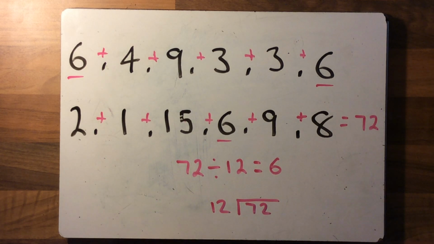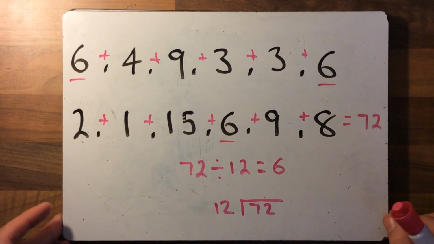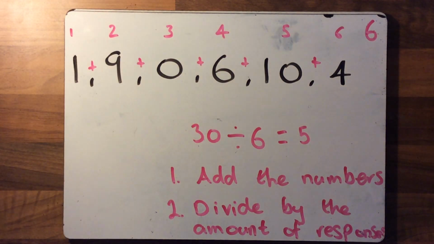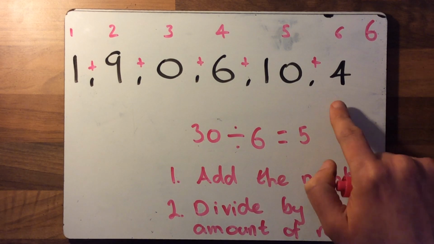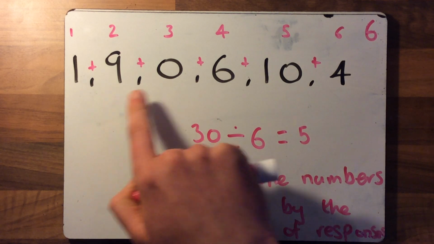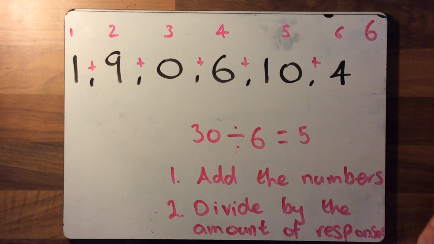So remember, the procedure for working out the mean, quite straightforward, 2 separate bits to it. First of all, add all the numbers together, and the second one is divide by the amount of responses. You can see on this one we divided by 6 because there's 1, 2, 3, 4, 5, 6.